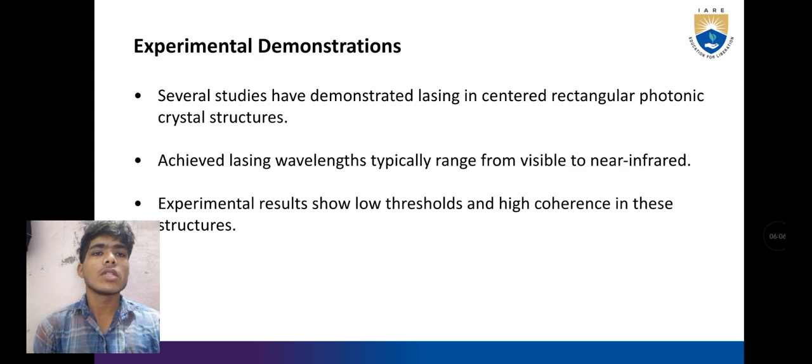Experimental demonstrations. Several studies have demonstrated lasing in centered rectangular photonic crystal structures. Achieved lasing wavelengths typically range from visible to near infrared. Experimental results show low thresholds and high coherence in these structures.